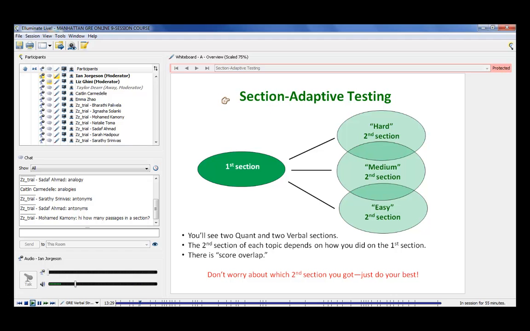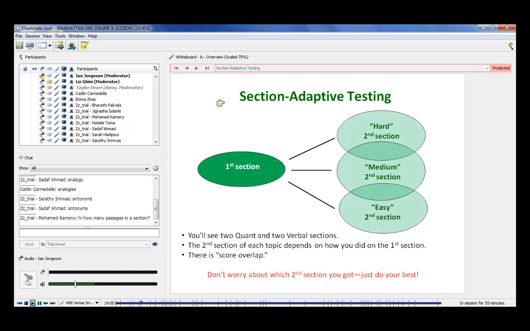The old version of the GRE is what was known as an adaptive test. What that meant is it was adaptive by question. If you got a question wrong, the test adapted and gave you an easier question. If you got a question correct, the test adapted to you and gave you a harder question. The new version of the GRE is also adaptive, sort of, but in a much simpler way.